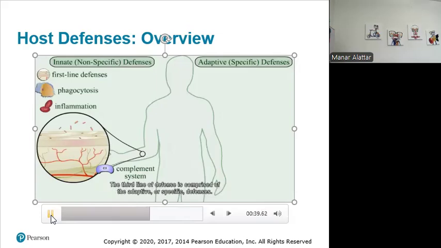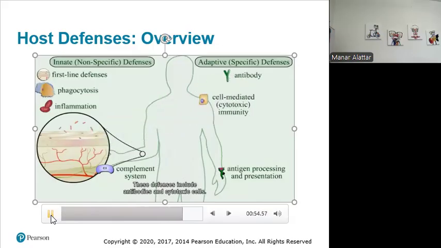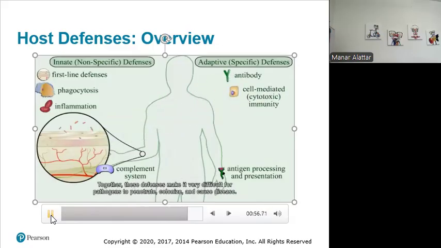The third line of defense is comprised of the adaptive or specific defenses. These defenses recognize a specific pathogen and must be activated by antigen-presenting cells before they can work. These defenses include antibodies and cytotoxic cells. Together, these defenses make it very difficult for pathogens to penetrate, colonize, and cause disease.